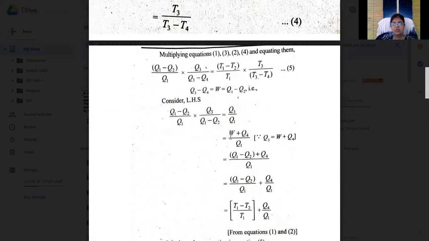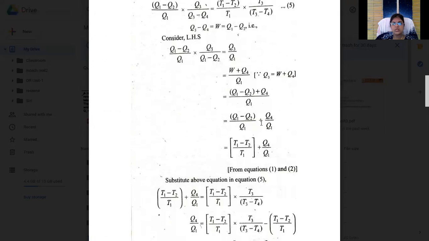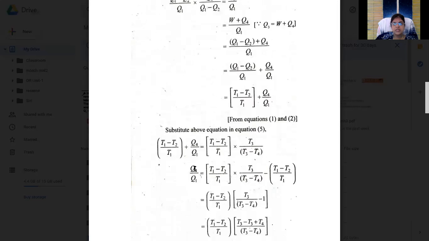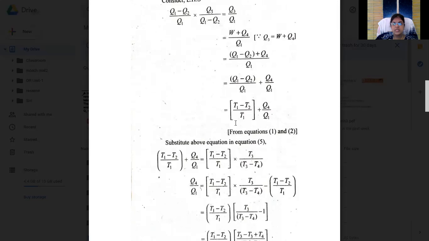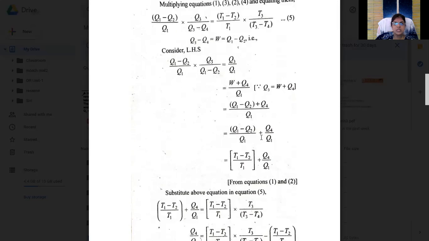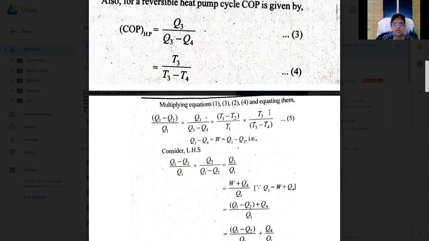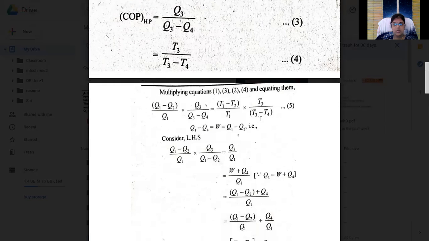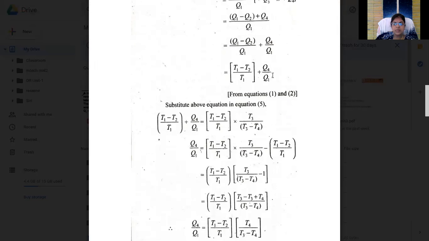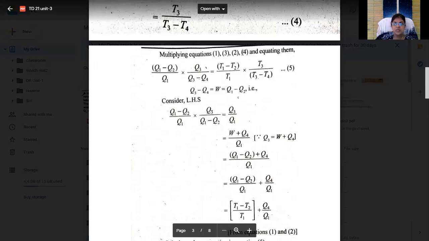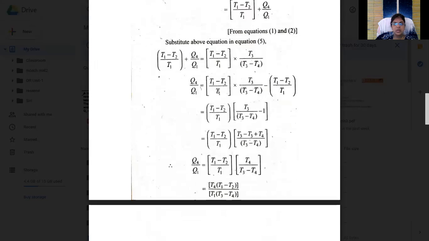What is W? Q1 minus Q2 plus Q4 by Q1. So Q1 minus Q2 by Q1 plus Q4 by Q1. In Q1 minus Q2 by Q1, we replace with temperatures: T1 minus T2 by T1 plus Q4 by Q1. This is our LHS. So our LHS, T1 minus T2 by T1 plus Q4 by Q1, is equal to the RHS mentioned above. So LHS is equal to RHS.